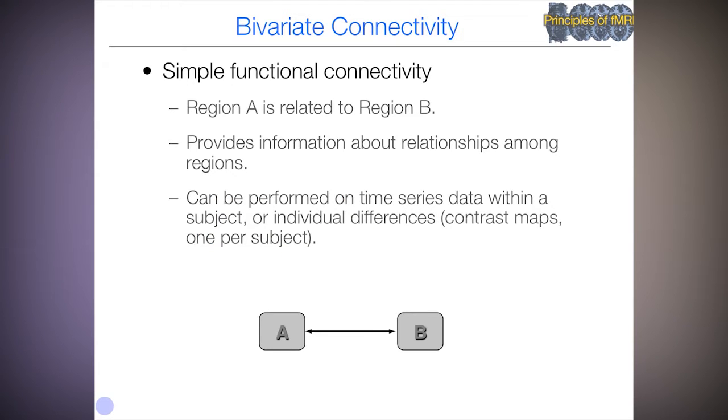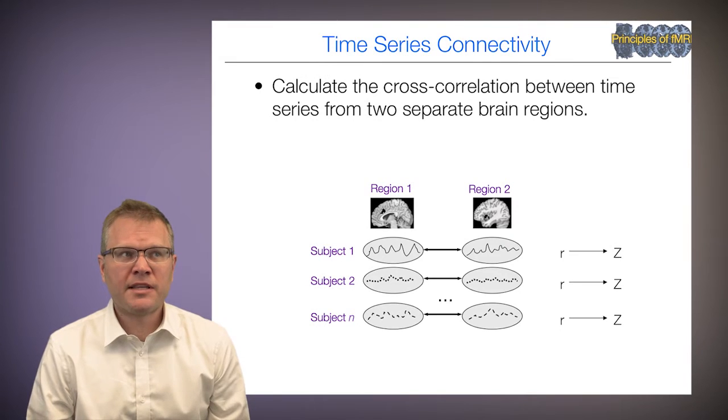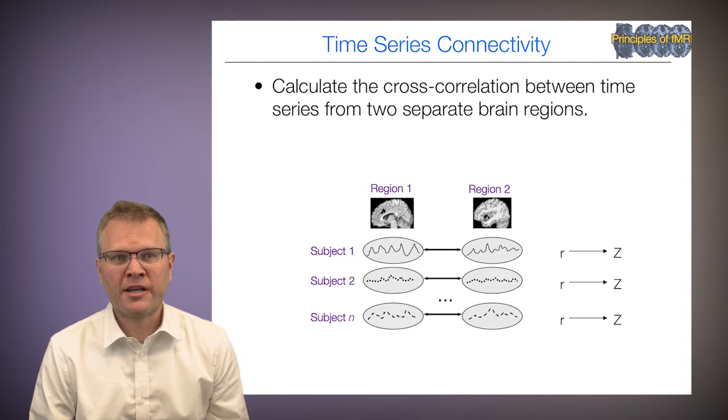Let's take a look at the simplest form of functional connectivity, which is bivariate connectivity. Here we're interested in seeing whether or not region A is related to region B. This provides information about relationships among the two regions and can be performed on time series data within a subject or individual differences on contrast maps, one per subject. So basically, one way of doing this is to calculate the cross-correlation between time series from two separate brain regions. So we extract a time series from region 1 and from region 2 and calculate their correlation, which we're going to be noting R here.